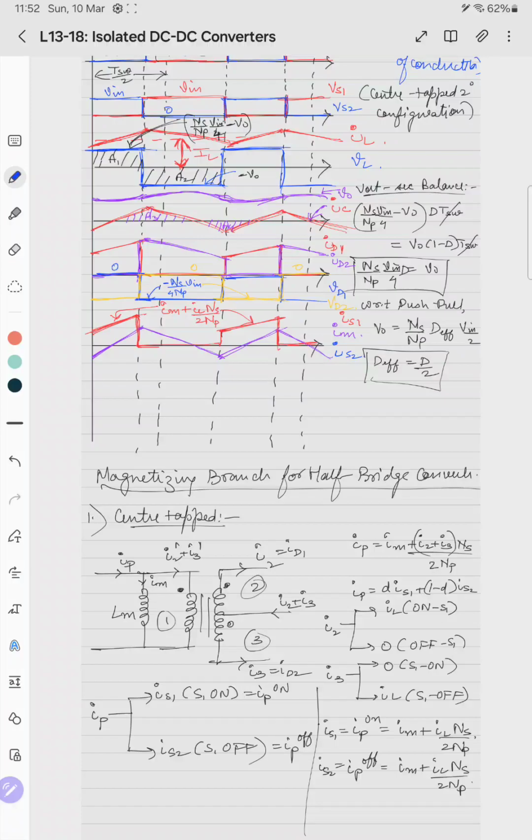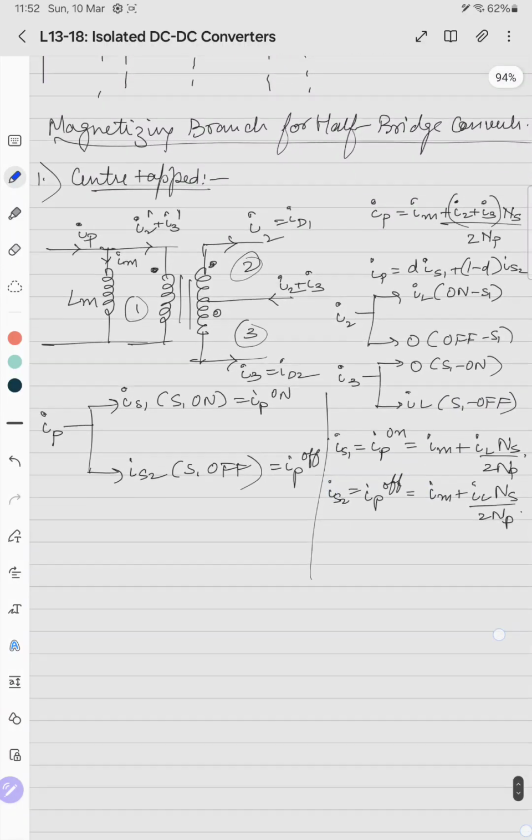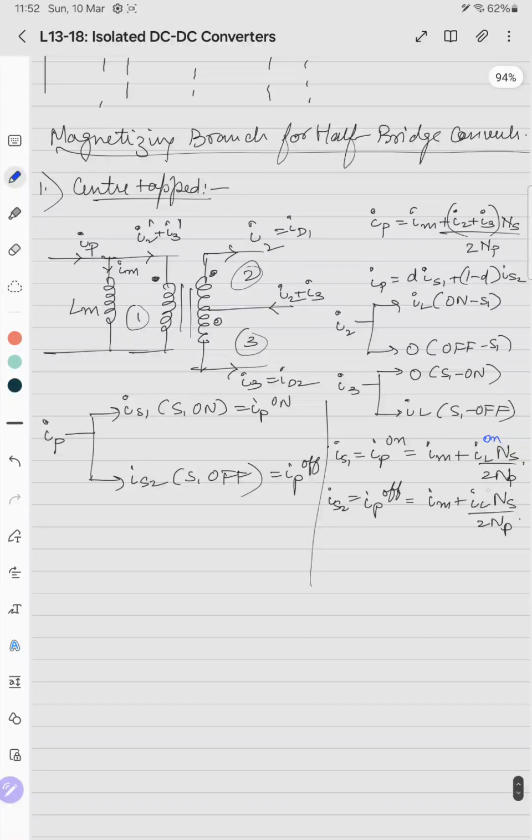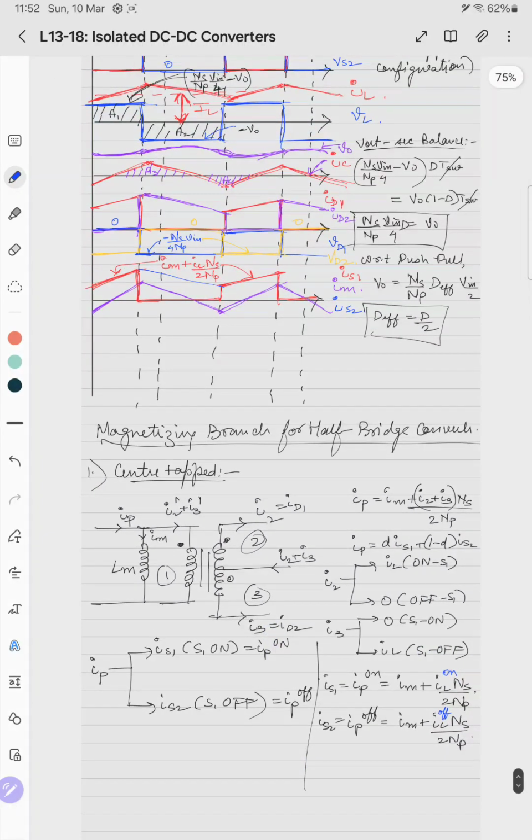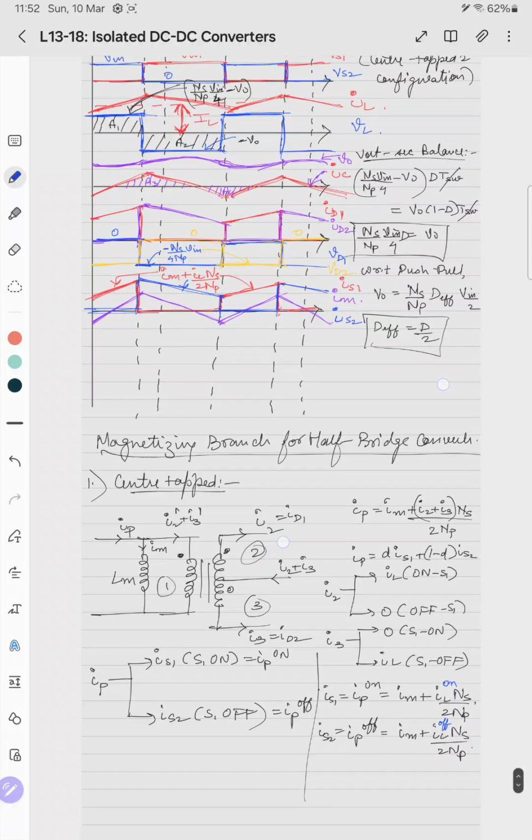Now IS2 will be what? The same when it is off. So basically here we have to write IL on and here IL off. That's why it is like this. Even this is equal to this. So these are the currents.